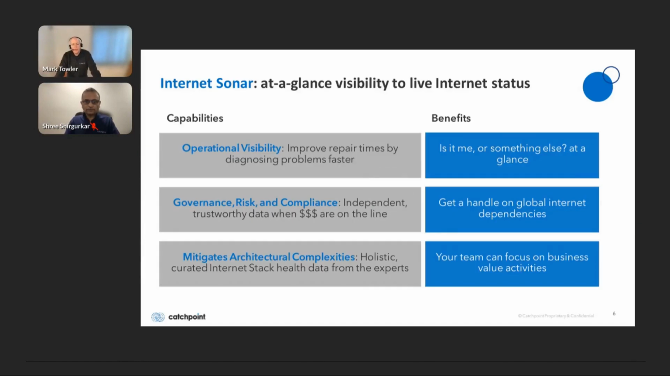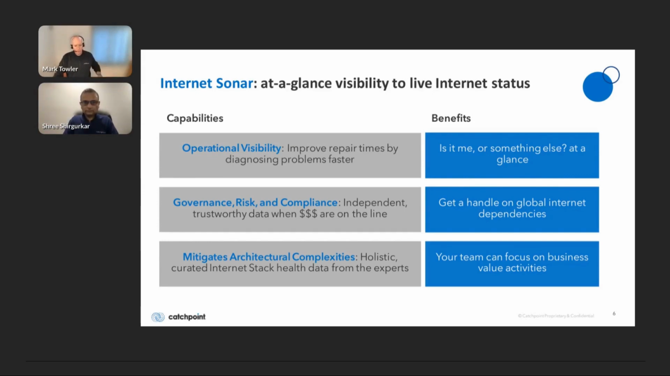So with all that said, what are some of the advantages that it provides you? It gives you this at-a-glance visibility into the internet, and it's live, so you understand what the status is. The big one is the one I mentioned. We're going to help you improve repair times by diagnosing these problems faster. You're going to be able to answer that question, is it me or something else, at a glance. However, it's also worth considering if your organization does anything regarding compliance or governance or risk, anything where there's money on the line that you're responsible for, you really want independent and trustworthy data when it comes to these third parties, and Internet Sonar will provide you with that data and allow you to get a handle on all of those global internet dependencies that are impacting you and your organization.